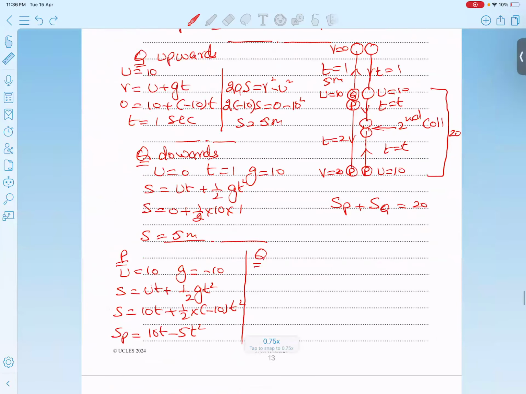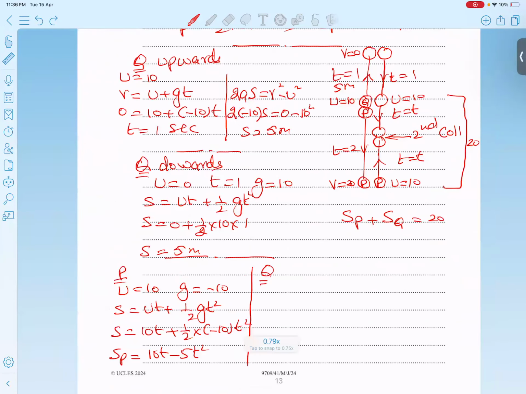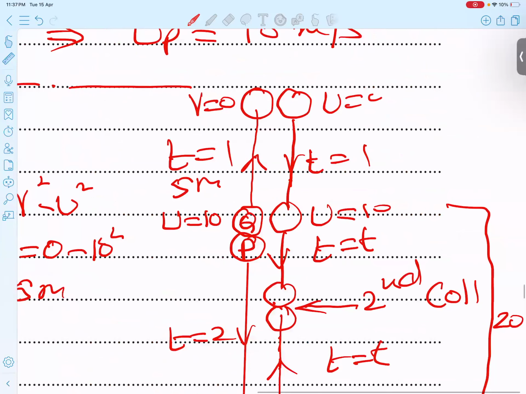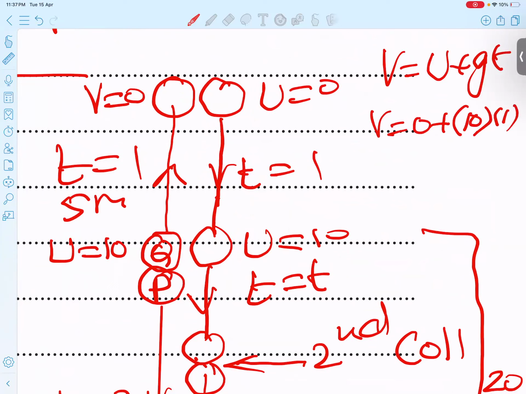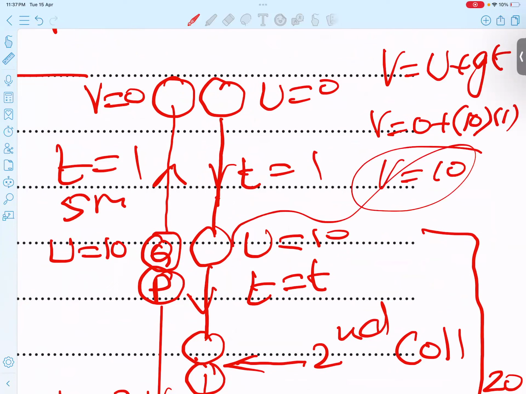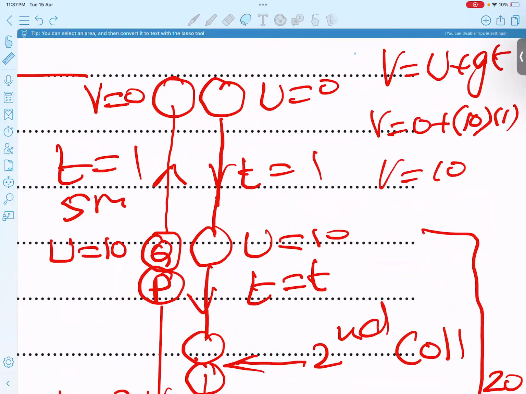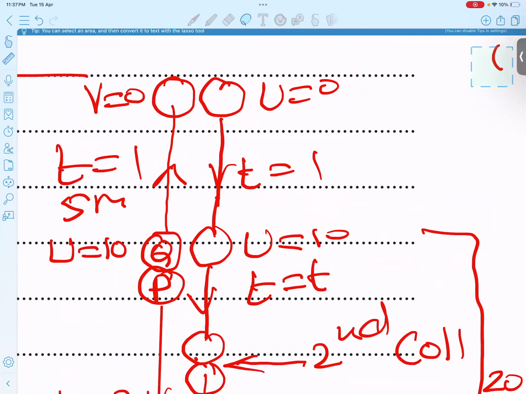Even if you don't believe me, you can check it. For example, I just show you with u equal to 0. Let's apply the formula v is equal to u plus at, or gt. v is to be asked, and u is 0, gravity is 10, and time is 1. You see, you got 10. I think you got the point. So this part is very clear, and I think the concept is clear.